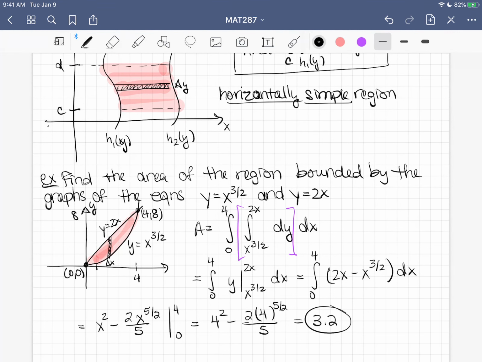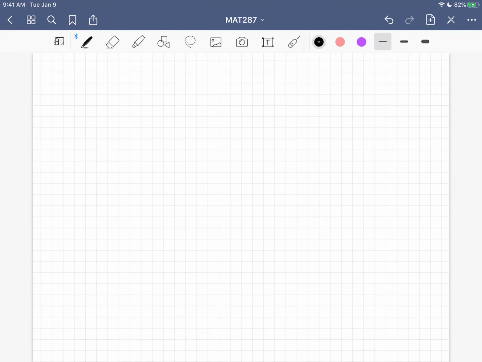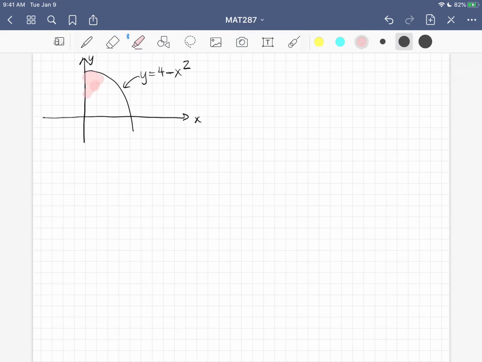All right. Okay, I would like you to try the next problem in your WebAssign assignment that goes with these lectures, and that's to find the area of the region where you've got a parabola here. So this is y and x. Say y equals 4 minus x squared. And you're asked to find the area of the region.